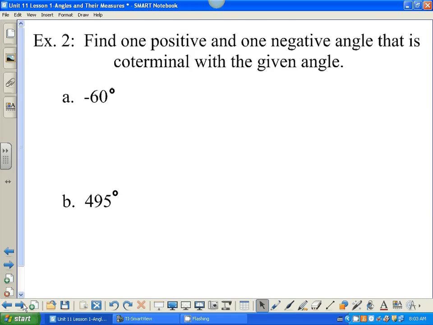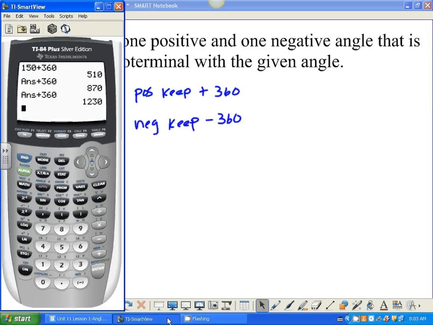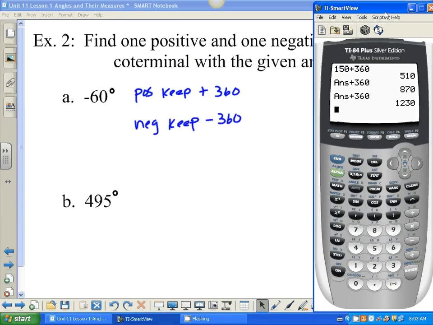So when you are asked problems like the following, where you have one positive and one negative angle that is coterminal with the given angle, in order to get the positive, you have to keep adding 360 until you get a positive. And in order to get a negative coterminal angle, you keep subtracting 360 until you get a negative. Just for the sake of organization, I'm going to do a lot of this work on my calculator so that it's clear. If I have a negative 60 angle, I can add 360 to it, and 300 is a positive coterminal angle. It is not the only answer.